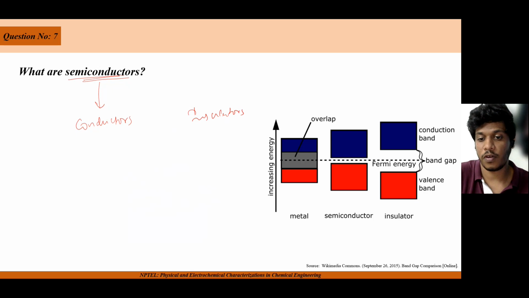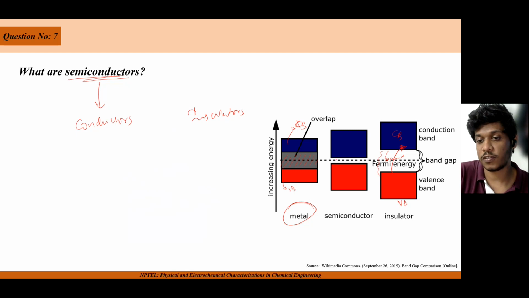So basically, for a metal, if we consider the energy band gap diagram, you can see that the conduction band and the valence band have a clean overlap. So this is generally referred to as metals. Now, if we go to insulators, there is a huge band gap, and it is impossible for electrons to jump from their valence band to their conduction band.